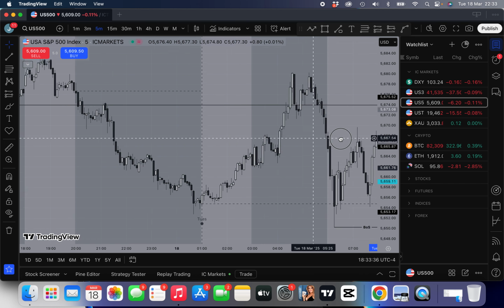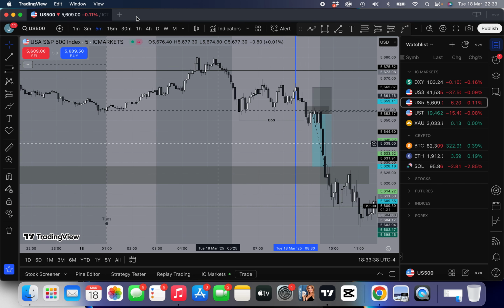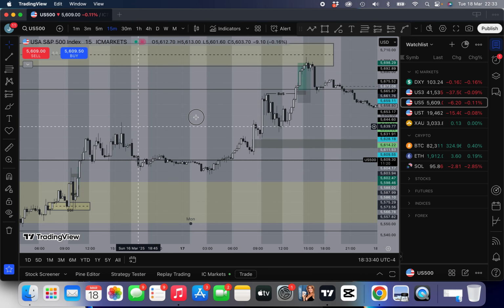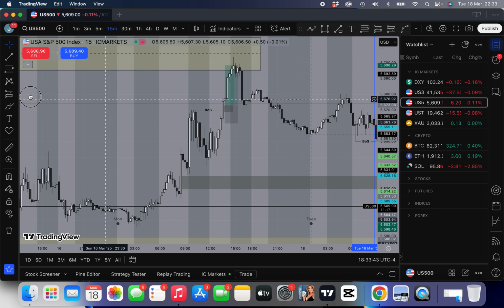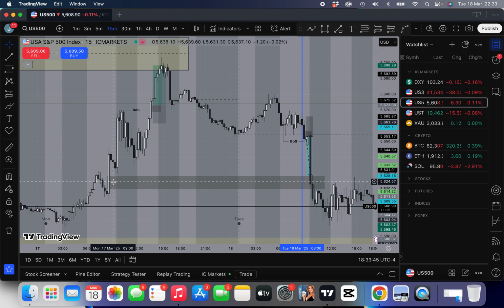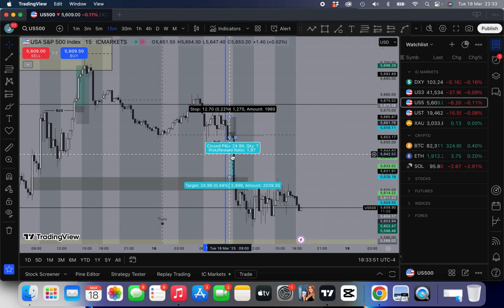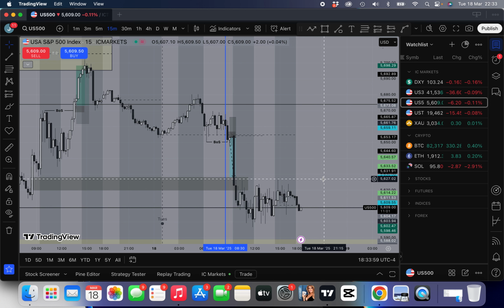And what does it move down into? It moves down into this 15-minute imbalance down here. That's not massively clean price action, but if you did take that trade, that's just short of 2 to 1. And then literally nothing has happened for the rest of the day.